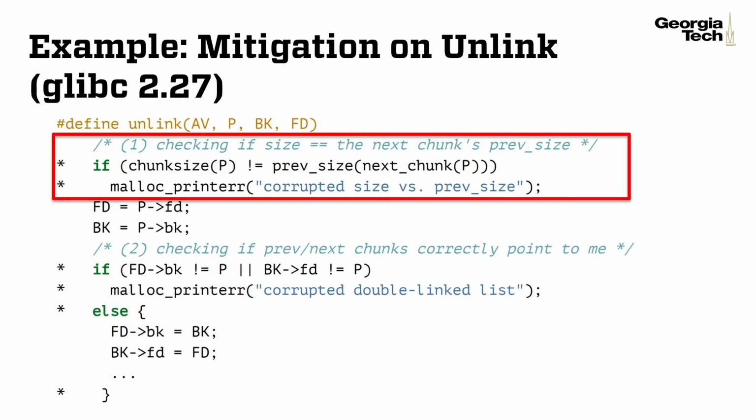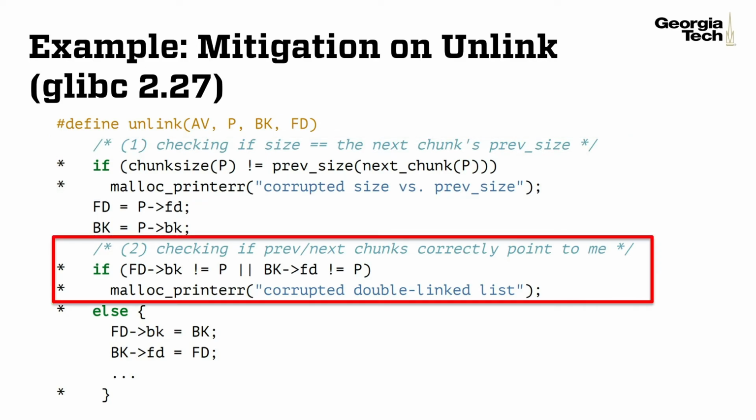The recent mitigation schemes are also very interesting. It performs two checks. First, it checks if the size of the current object and the previous size of the next object are the same. Second, it checks the integrity of the linked list by checking that the backward pointer of the forward object is pointing to the current object, and similarly for the backward object. These are effective mitigation schemes in practice, but indeed far from complete, because we can bypass these two integrity checks with a crafted object, which you can find in one of our challenges this week.